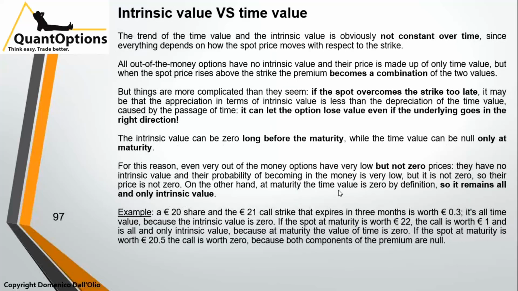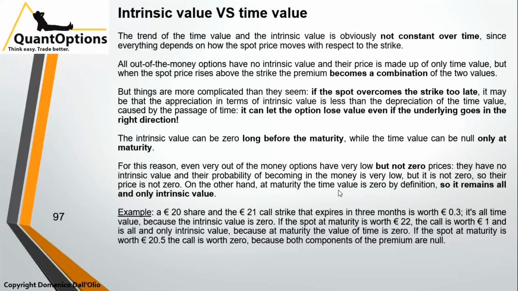The trend of the time value and the intrinsic value is obviously not constant over time, since everything depends on how the spot price moves with respect to the strike. All out-of-the-money options have no intrinsic value, and their price is made up only of time value. But when the spot price rises above the strike, the premium becomes a combination of the two values. But things are more complicated than they seem.